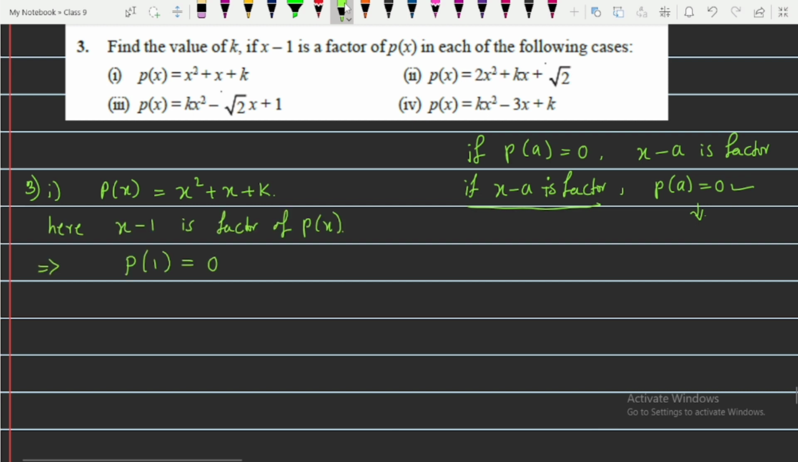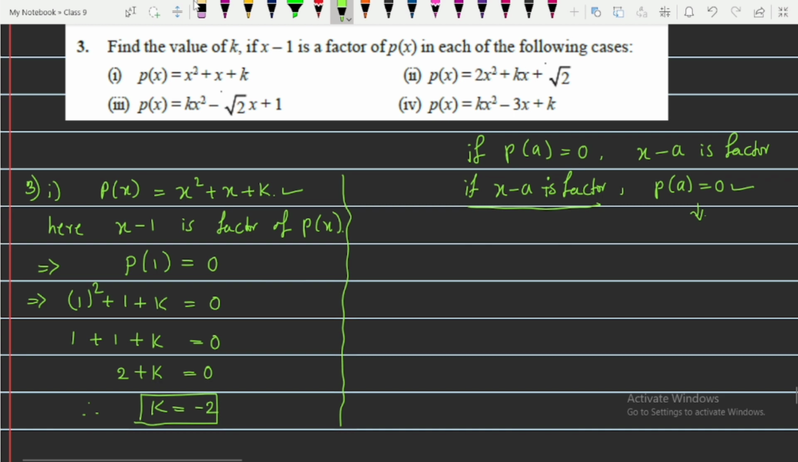So now p of 1, we can write p of 1 here, where x square plus x plus k is there, you can put x equal to 1. So that is 1 square plus 1 plus k, it is equal to 0. Now 1 square is 1, again plus 1 plus k equal to 0. Now you can say this is 2 plus k equal to 0. So k value is, yes, it is minus 2. So this is the value of k. Yes, in this way you can find the value of k. Okay, yes.